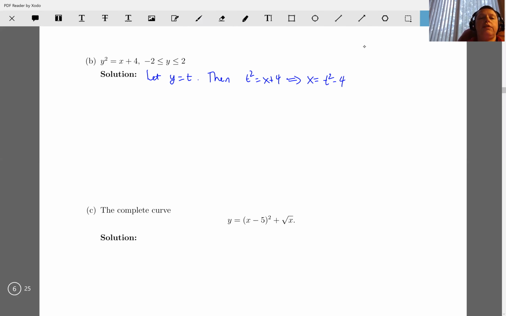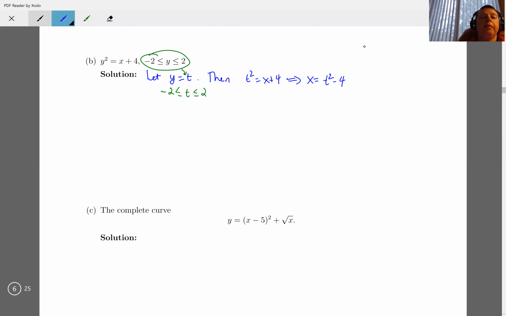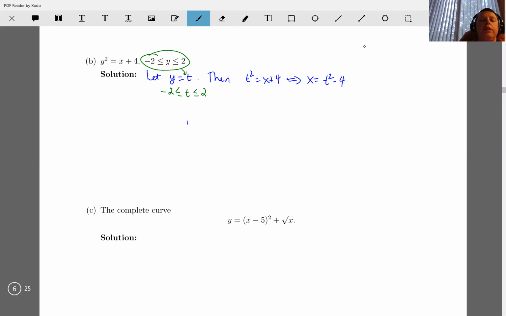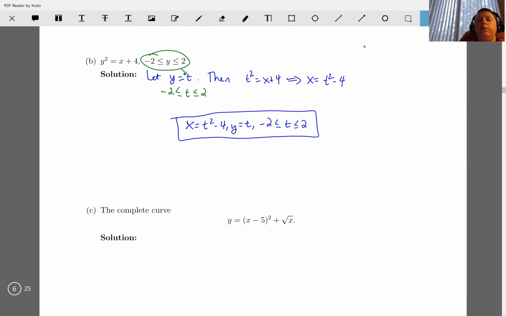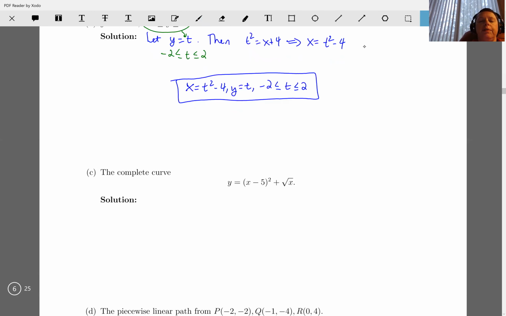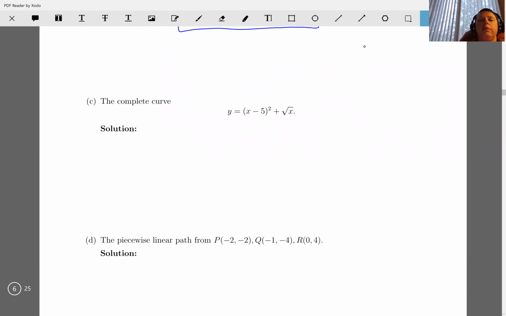Then I just have to deal with my restriction, but because y is equal to t, I very easily get that t has to be between minus 2 and 2, including, of course, the endpoints here. And so my parameterization here is x equals t squared minus 4, y equals t, and t is between minus 2 and 2 inclusive. Is this the only way to do the problem? No, not at all.